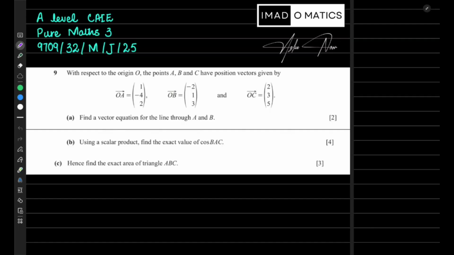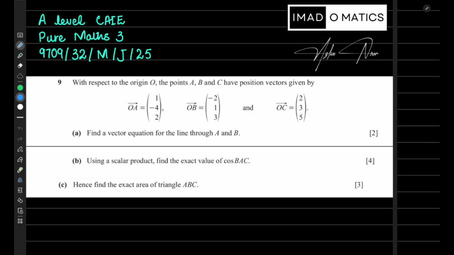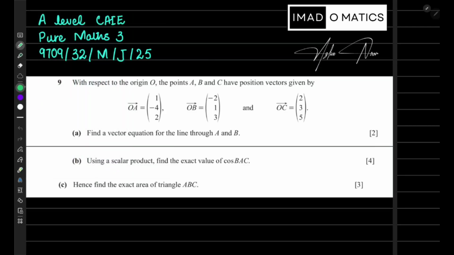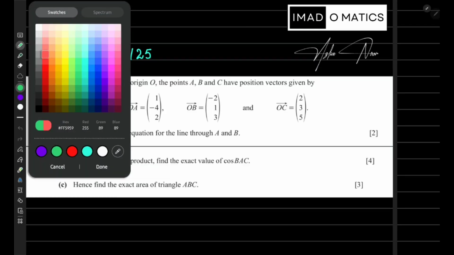So let's do question number 9, that is related to topic vectors. With respect to the origin O, the points A, B and C have position vectors given by OA, OB and OC. Find a vector equation for the line through A and B. So we have to write the vector form of the equation for the line AB. So let's begin with this.